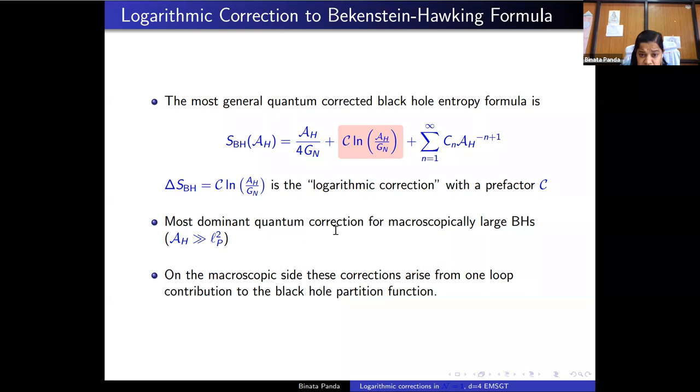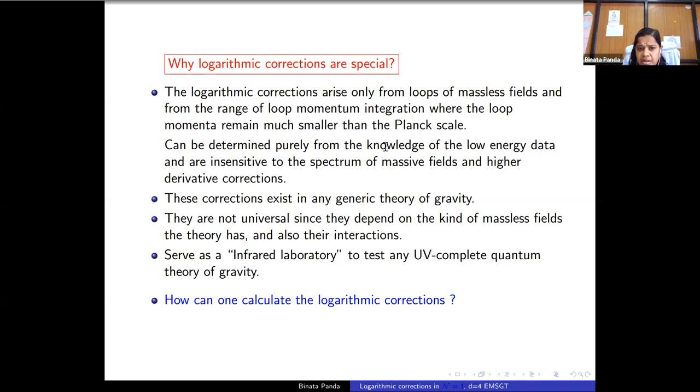So you can see there is a prefactor C, and it's proportional to the logarithm of the area. On the macroscopic side, these corrections arise only from the one-loop contribution to the black hole partition function. So that is one of the advantages. You can calculate it completely, or determine it purely, from the knowledge of the low energy data. Right? So these are insensitive to the spectrum of the massive fields or higher derivative corrections. You can only concentrate on the low energy data.